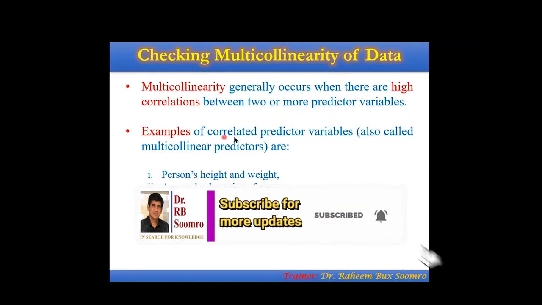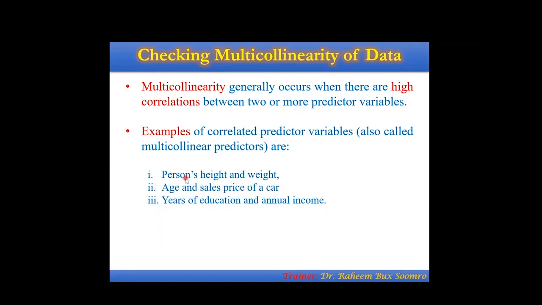Examples of multicollinearity are a person's height and weight. Most of the time, you find a high correlation between height and weight, and between the age and the sales price of a car. Another source is years of education and annual income. As your education increases, your income also increases. These are examples where you will most of the time find a high correlation among the independent variables.